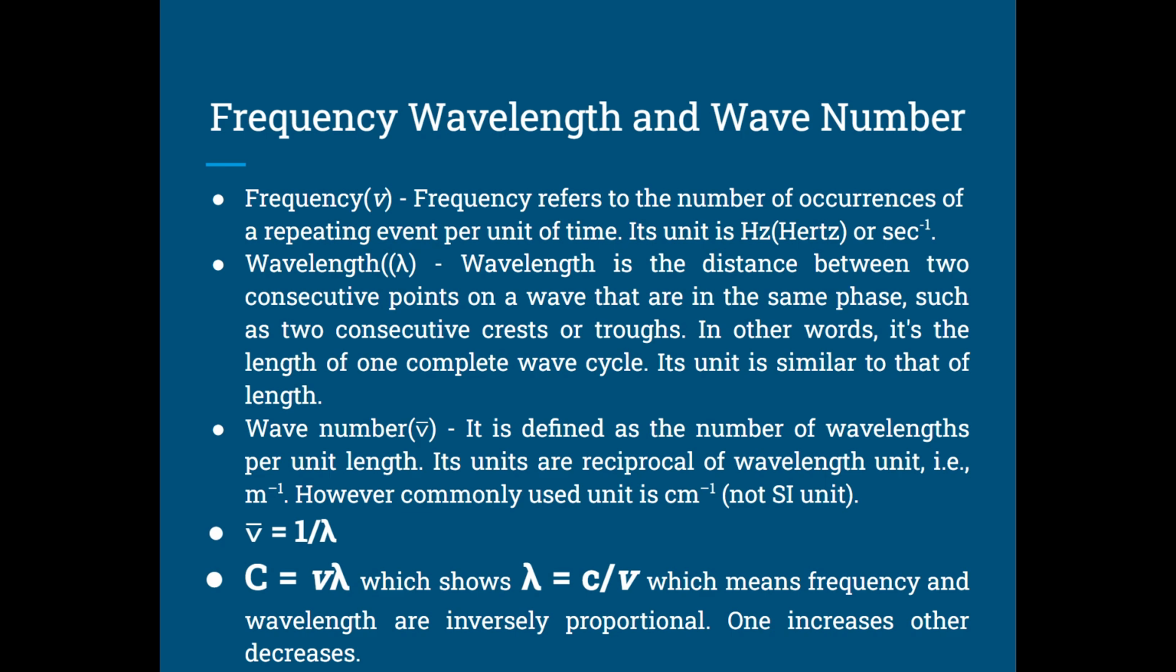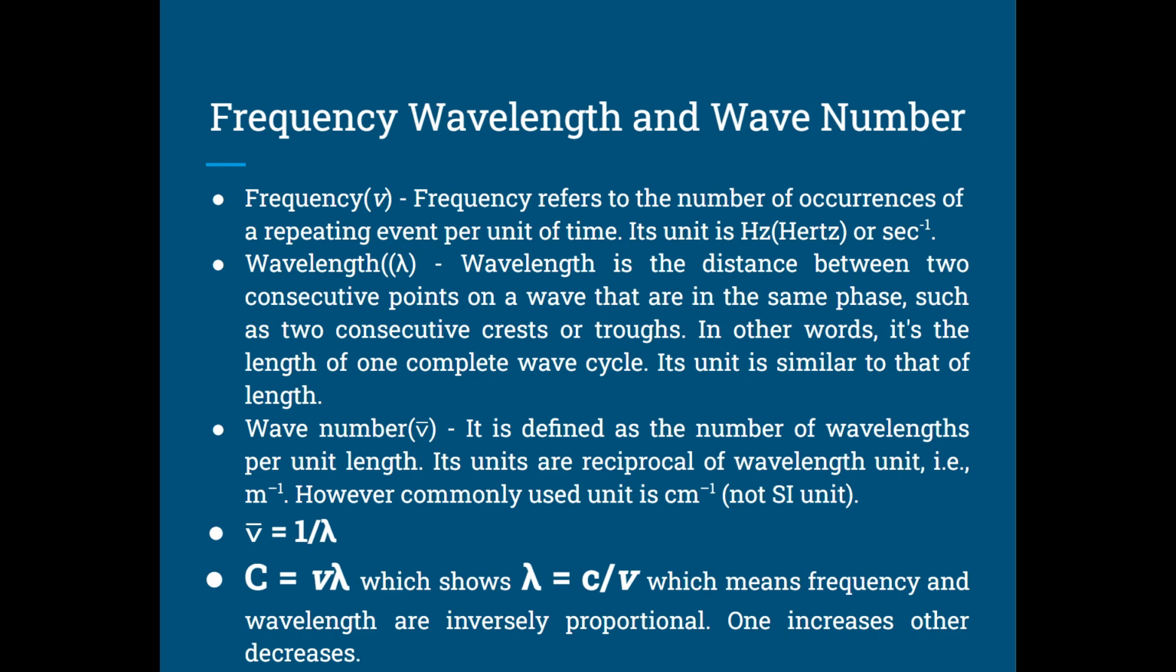So please don't get confused in numericals. There are two units. Okay, now comes wavelength. When we see graphs of the waves, how are they? There are crests, troughs, crest, trough, crest, trough. Now the distance between two consecutive crests, or two consecutive troughs, is known as your wavelength.